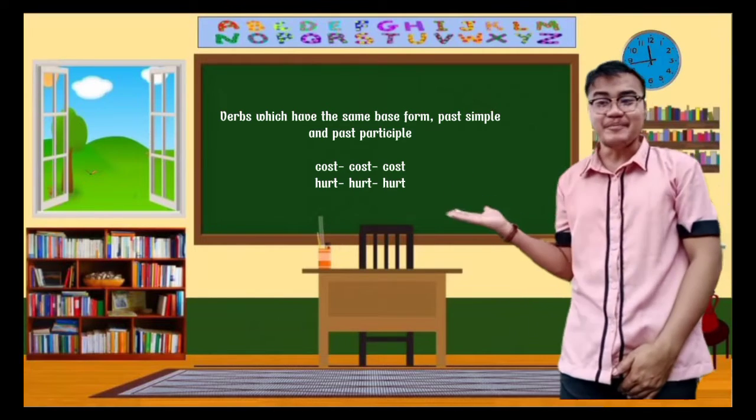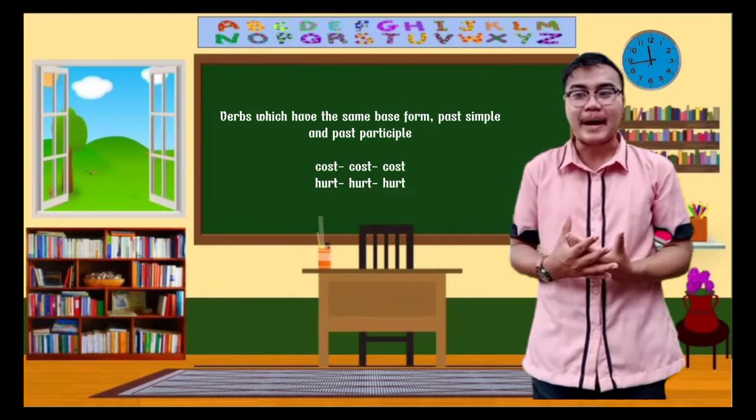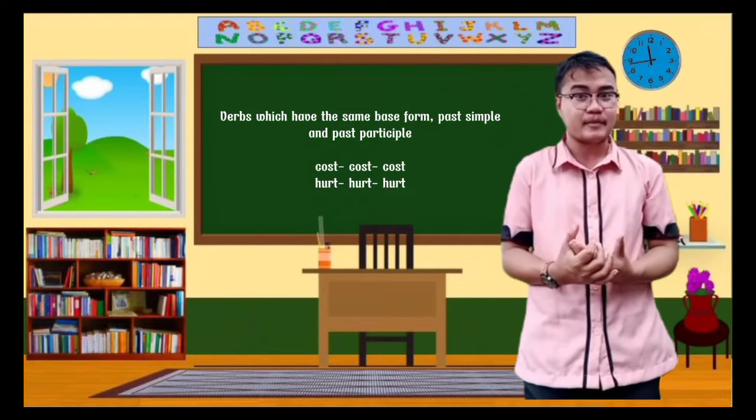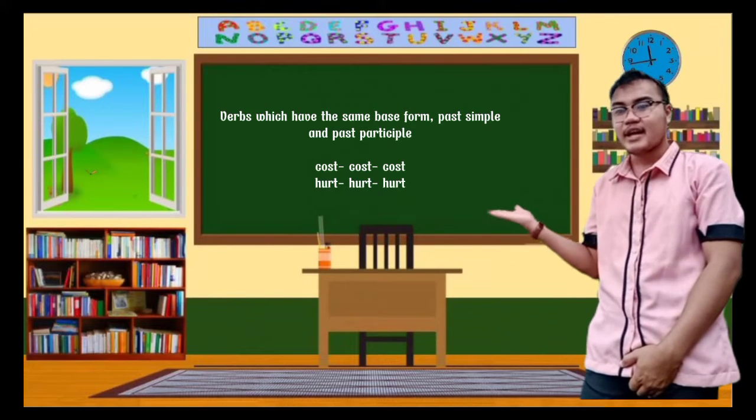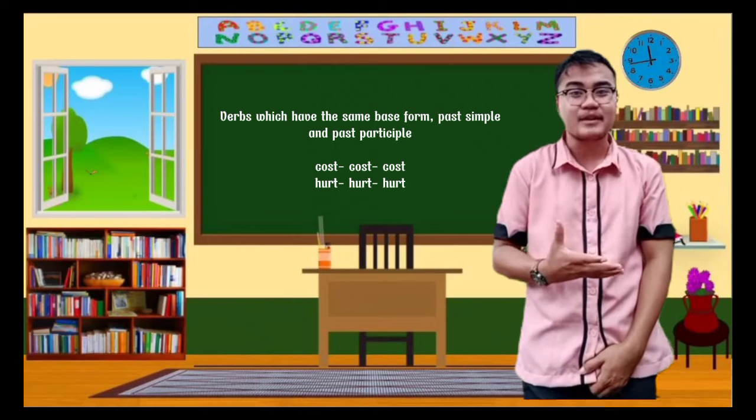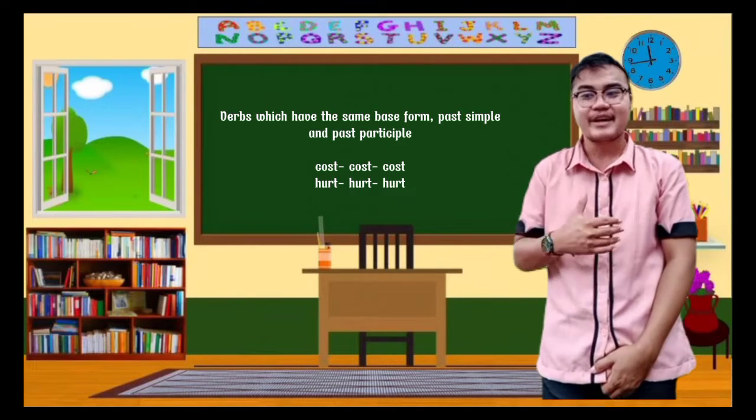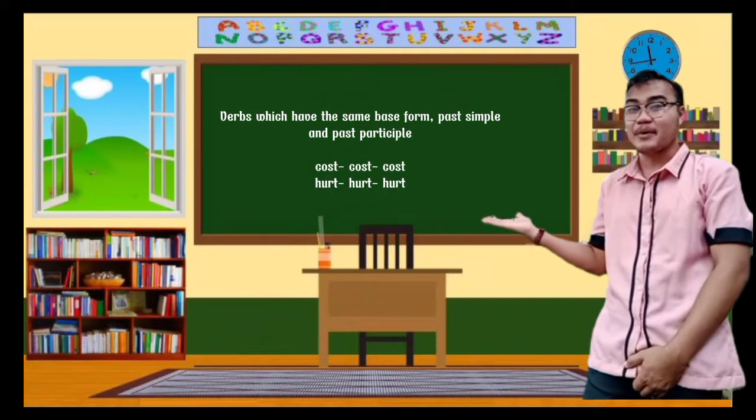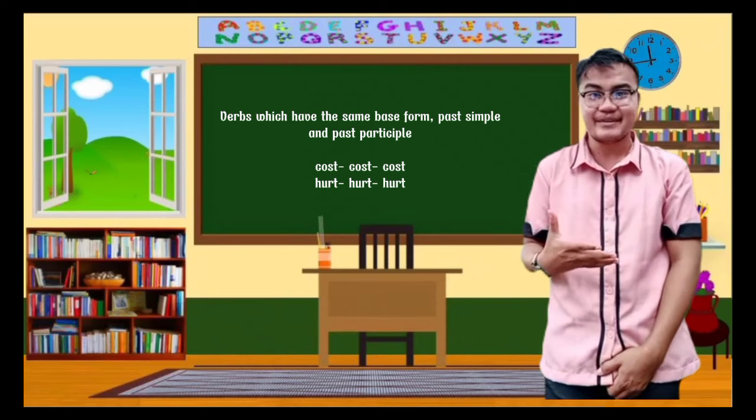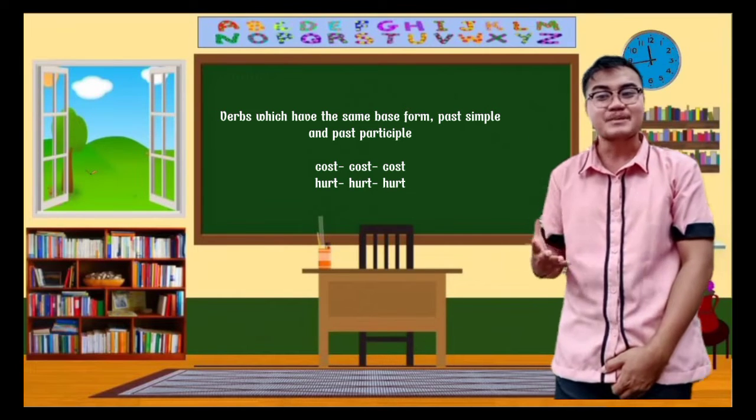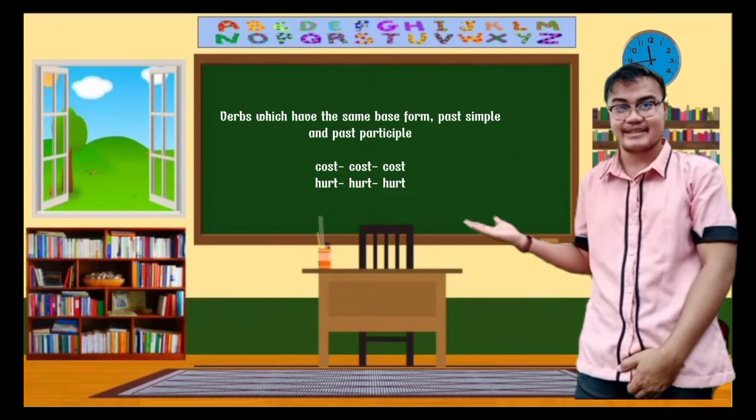Here are the examples of the verbs which have the same base form, past simple and past participle. As you can see, the base forms are cost and hurt. The past simple is also cost. Past participle, cost. Hurt, hurt, hurt. You might think the past simple is hurt because it's no longer hurted, right? That's wrong. So the past participle and past simple of hurt is also hurt.